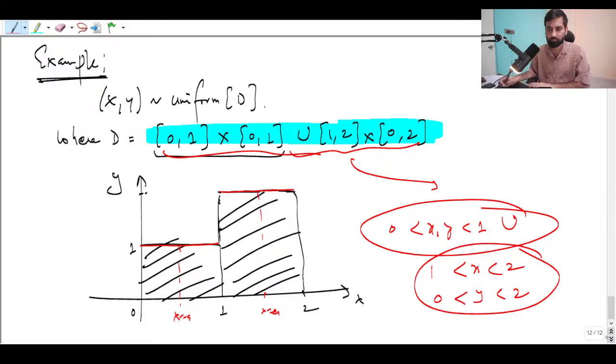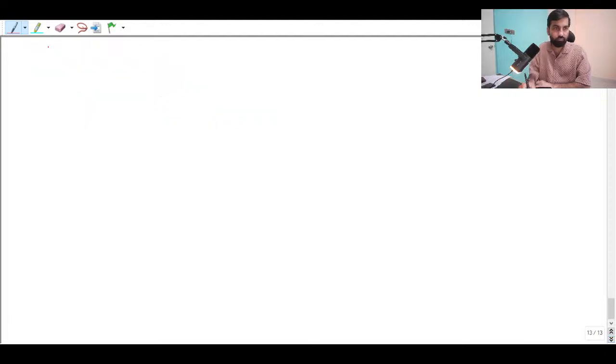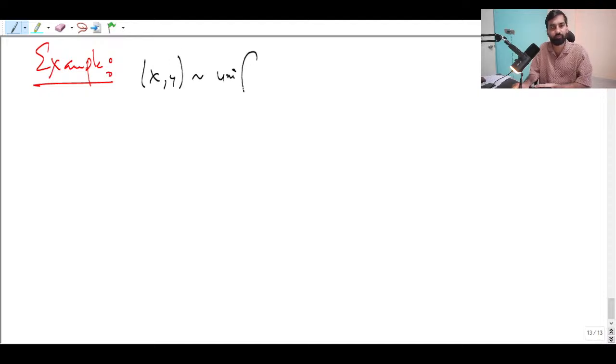Okay, so let me take one more example. These are the examples, please remember. This is a very important example. Now you may be thinking, sir, how is it uniform? I will tell you. Suppose you have been given a random variable, you can say X comma Y. We say that this is uniform inside the region D.